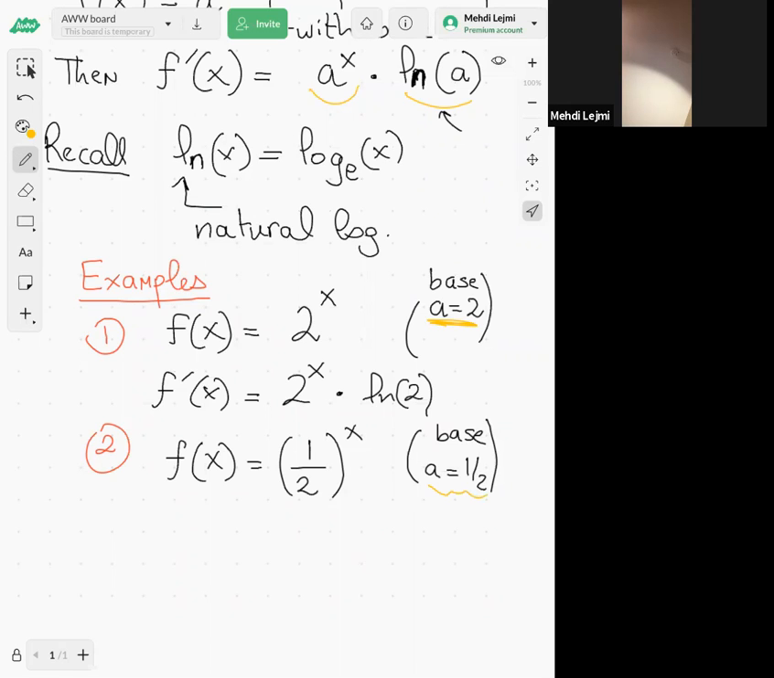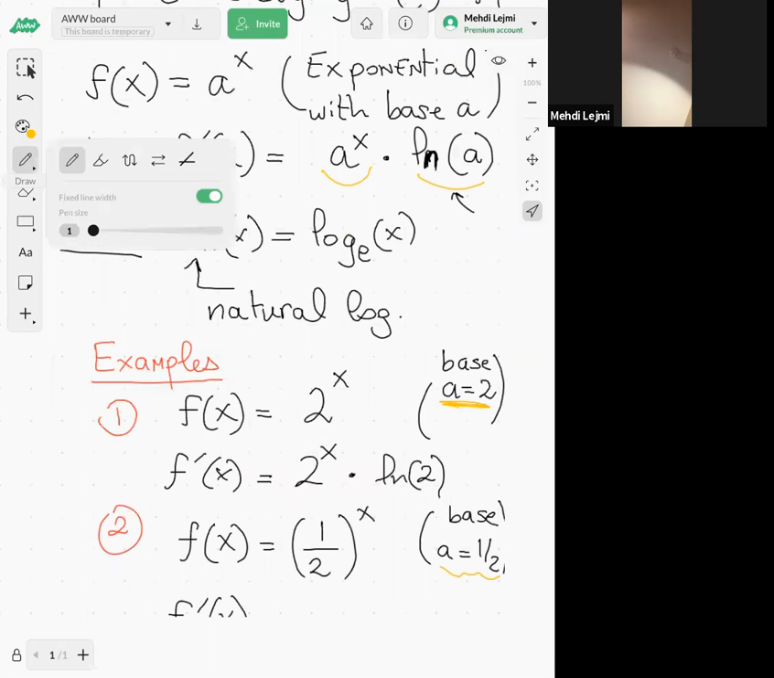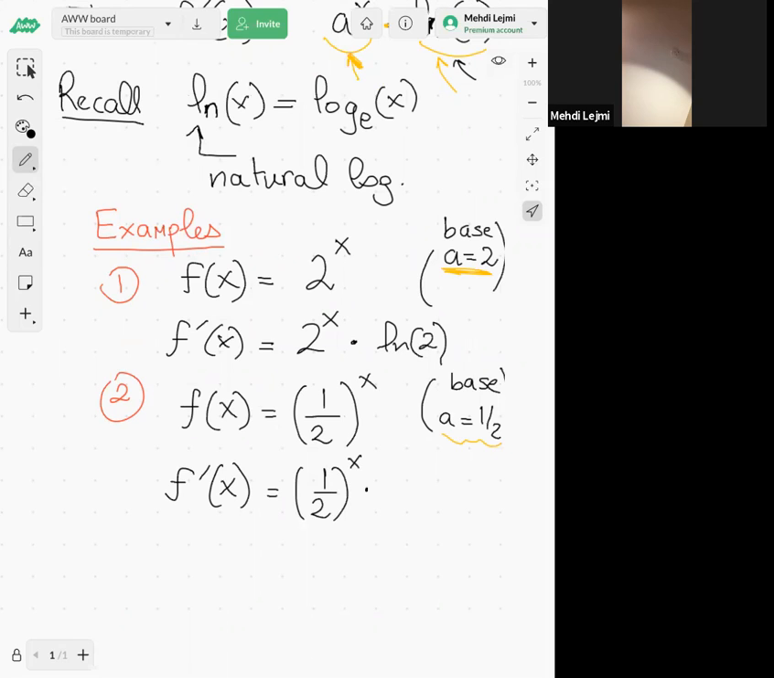So then f prime of x would be equal to, so we said the formula says the derivative would be, again, we keep a to the x, so we have half to the x, so then in the derivative we're going to have half to the x times the natural log of a. So we keep the half to the x, times natural log of a, so natural log of half. Okay.